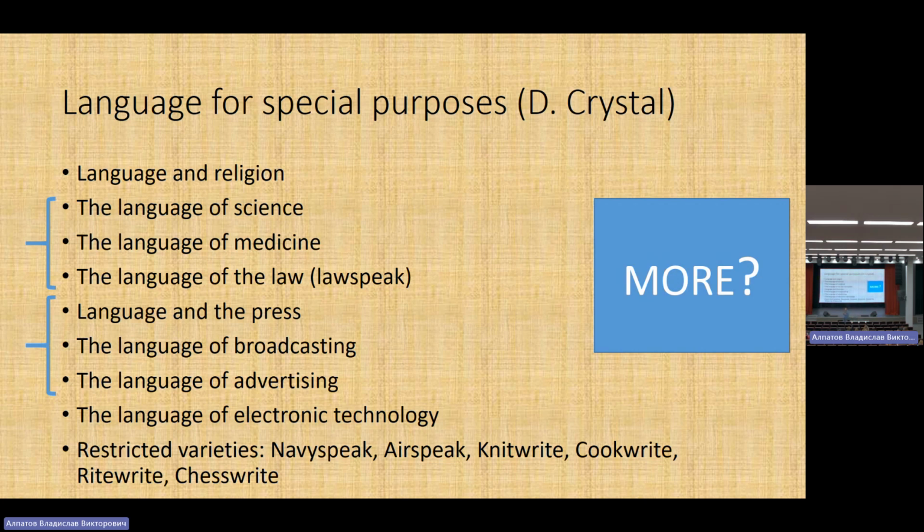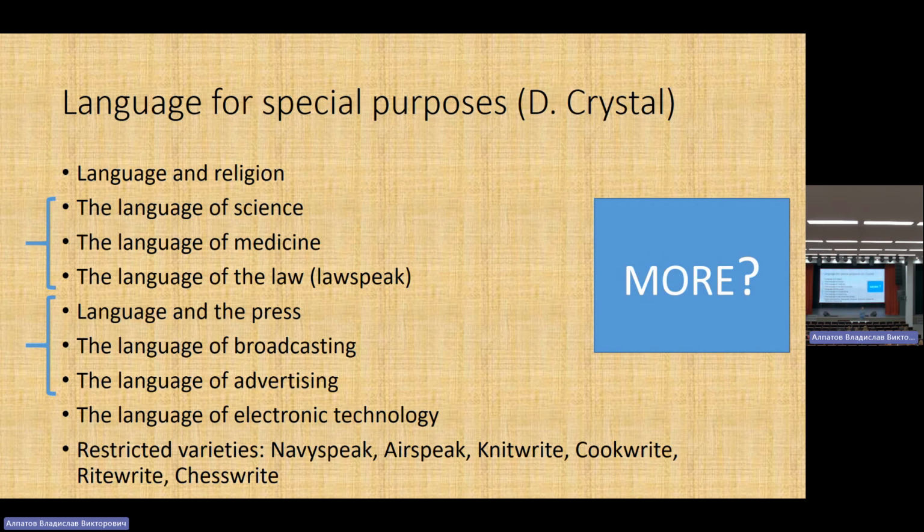Or rather, he doesn't speak of styles. He speaks of language for special purposes, which I think, in a way, correlates with the concept of style in Galperin. These are the sections of his Encyclopedia of the English Language. I copied them here for you on the slide. So he speaks of, for example, language and religion, the language of science as a separate sub-language. The language of medicine he doesn't include in science, because medicine and science are different things in the English conceptosphere.